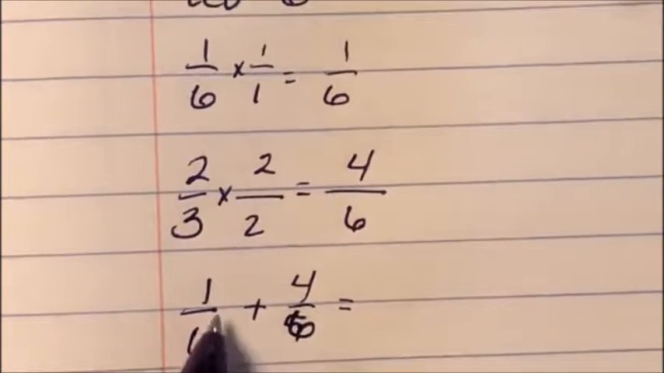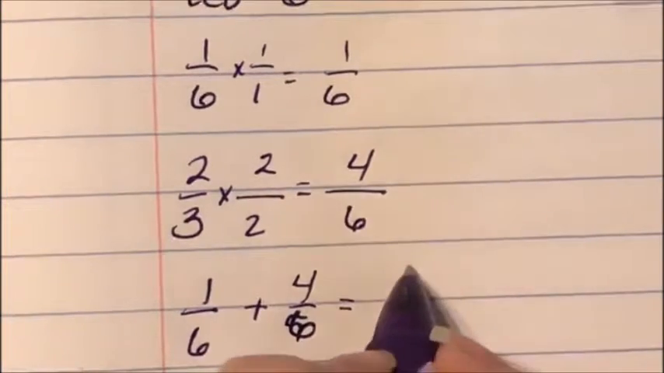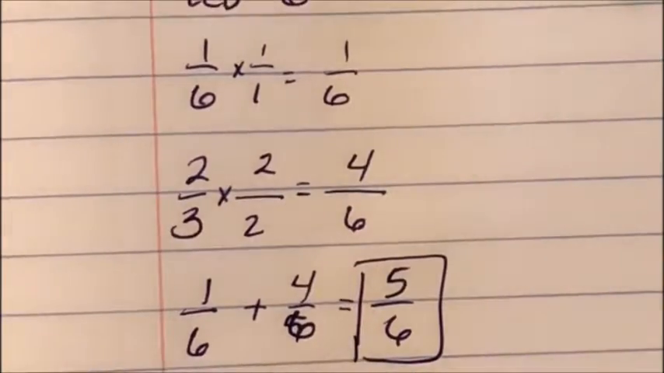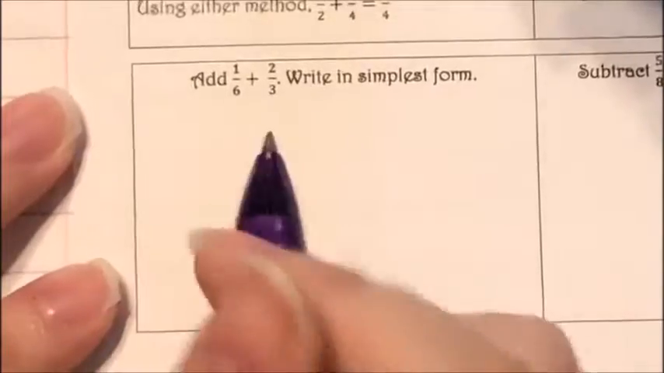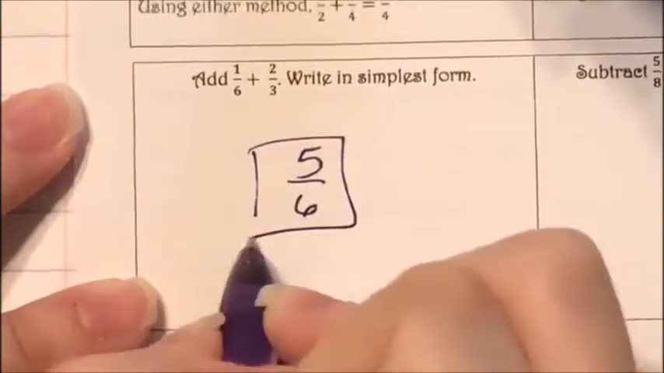I'm going to add my numerators together. 1 plus 4 gives me 5. So I get 5/6. Remember, keep your denominators the same. So when I add 1/6 plus 2/3, I get 5/6.